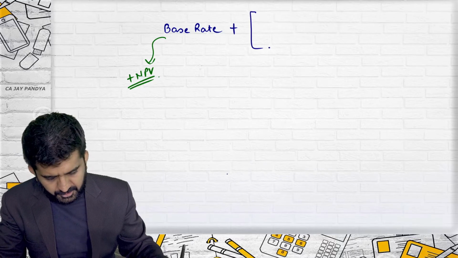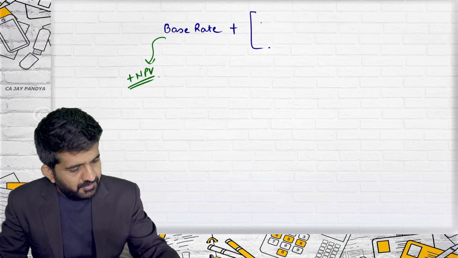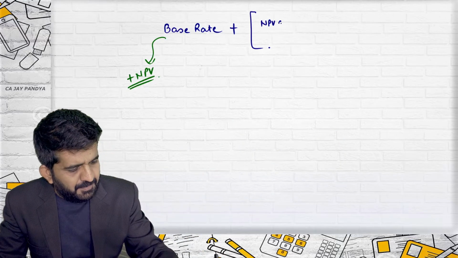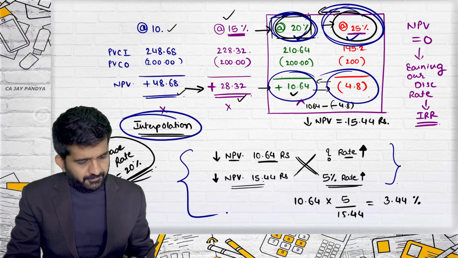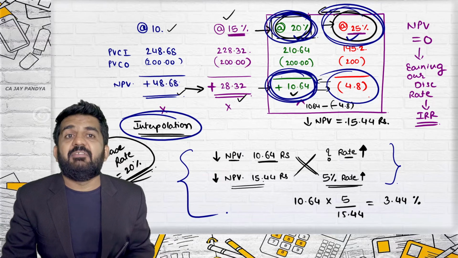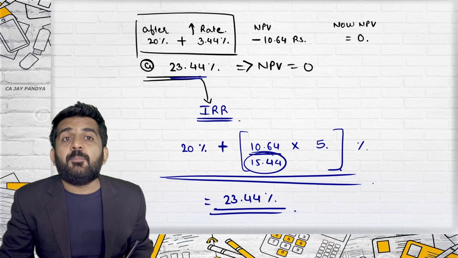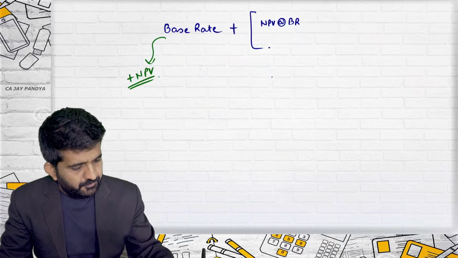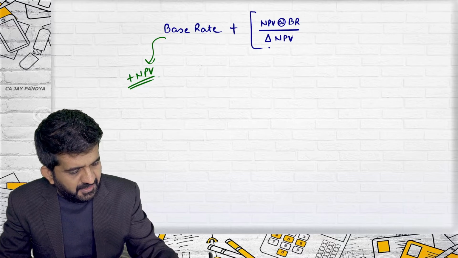Plus in the bracket. What is 10.64? It is NPV at base rate. Agreed? What is 10.64? What is base rate? 20%. It is NPV at base rate. What is 15.44? It is a difference in NPV.